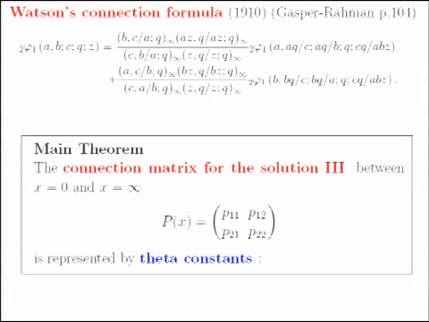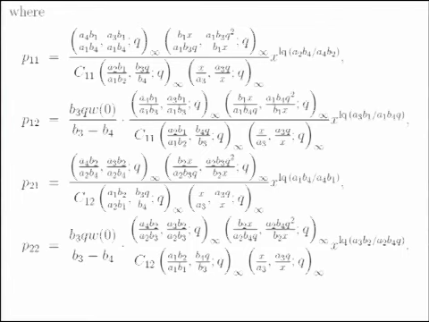So the main theorem is we can determine the connection matrix of the solution for qP6 between x equals 0 and x equals infinity, like this one. And each matrix element can be represented by theta constants, like this one. I will skip the detail of the very, very long sequence like this one.